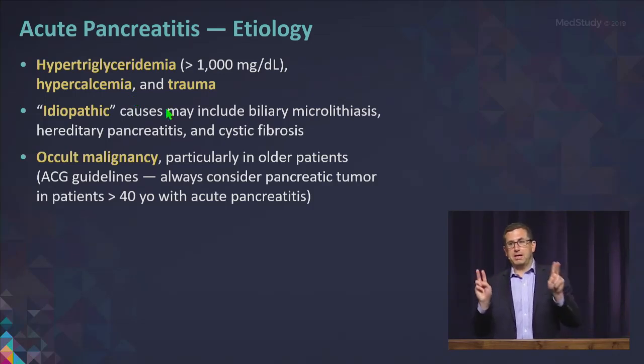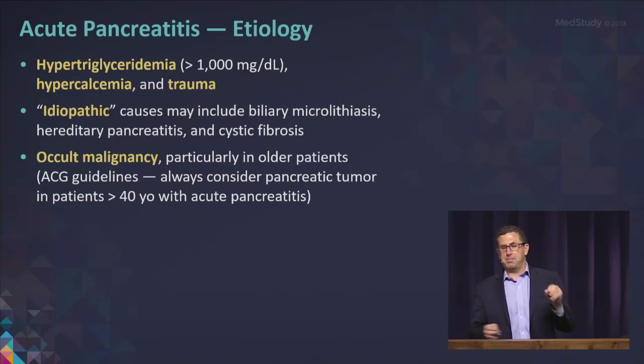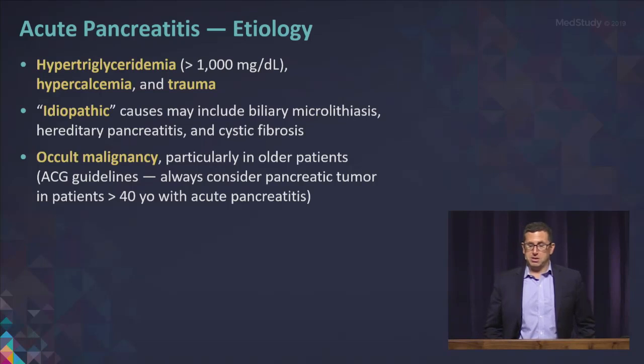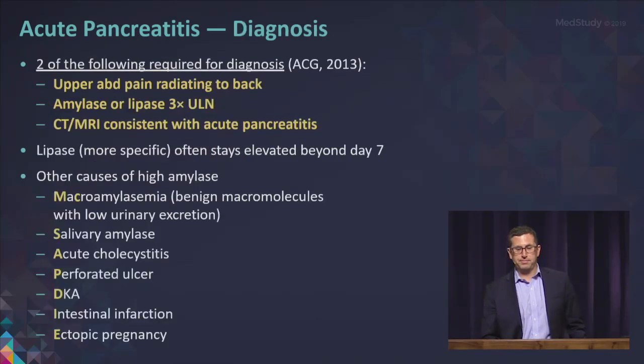Sometimes people are labeled as having, quote unquote, idiopathic acute pancreatitis, but really what's going on is they may have little biliary crystals that are forming and kind of clogging the pancreas that may not show up on a sonogram. Patients could have an undiagnosed case of cystic fibrosis, which could lead to acute bouts of pancreatitis. And importantly, key, occult malignancy, right? You always want to rule that out. You always want to make sure the patient does not have pancreatic cancer. So the ACG guidelines say always consider pancreatic tumor in patients greater than 40 with acute pancreatitis.